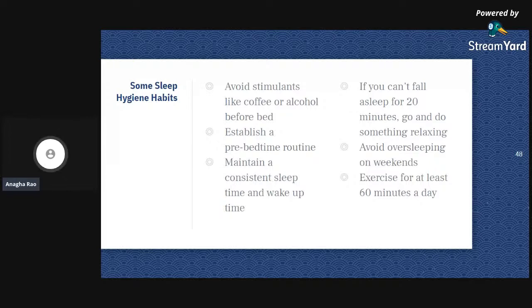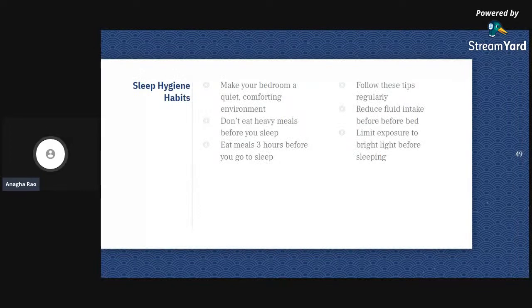Try not to exercise right before you sleep because exercise can arouse you, but making sure to get enough exercise can reduce stress, improve sleep qualities, and increase the duration. More sleep hygiene habits. I know there's a lot, right? So make your bedroom a quiet, comforting environment. And making it dark, making it the right temperature can definitely help.